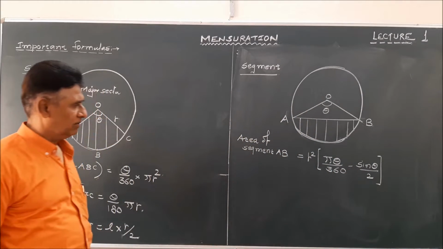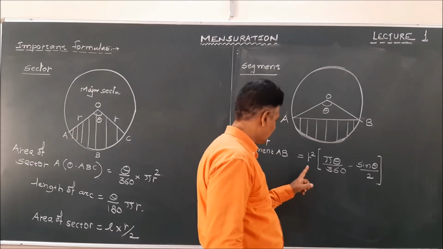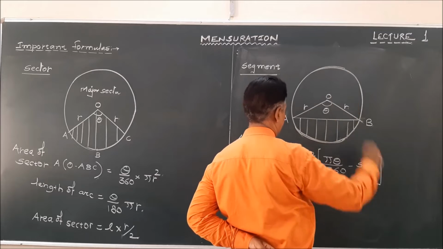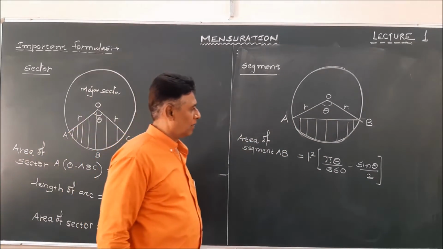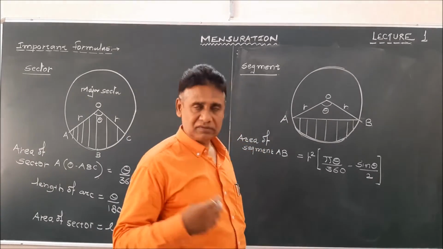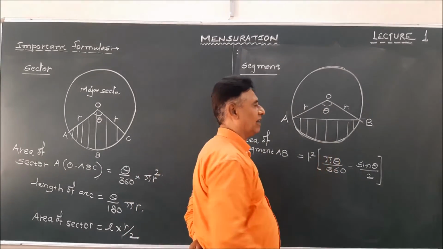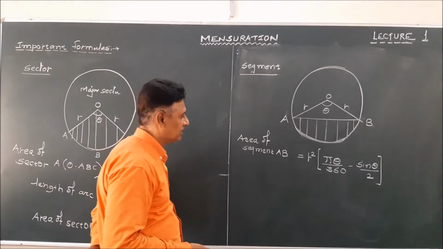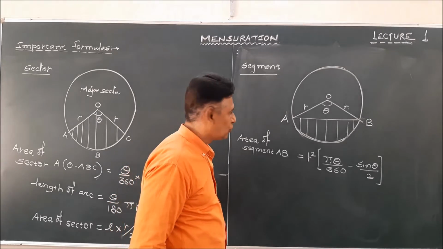In trigonometry, you will come to know the values of sine angles. Okay, R stands for, of course, radius. Theta stands for central angle. Sin theta, now values of theta are different. Sometimes 30, value of this can be 30, value of this can be 60, value of theta can be 45, or even sometimes 90. So R square pi theta upon 360 minus sin theta upon 2.